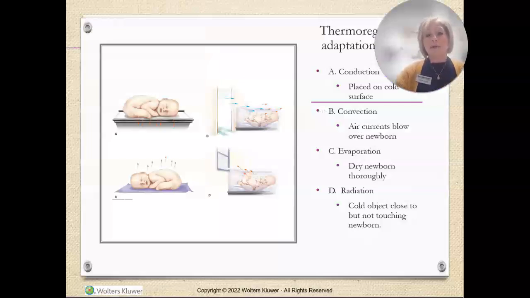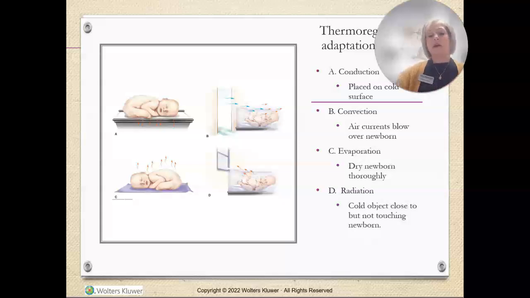So, ways that babies can lose heat. We've talked about this in lots of different ways, but conduction. One way is if we place a baby on a cold surface. Think about placing a baby on a scale. That scale is a very cold surface, and it's going to conduct that cold off the scale into my baby. So it's going to take the heat away.